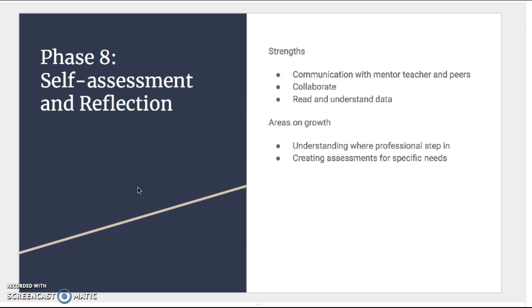And then creating assessments for specific needs. Normally I create them off a standard, not off of a classroom of kids, knowing them and having information based off of where they are learning at, where their levels are, what they're good at. It's more just focused on what my standard is and what I need to accomplish. So that's another area that I need to grow on.